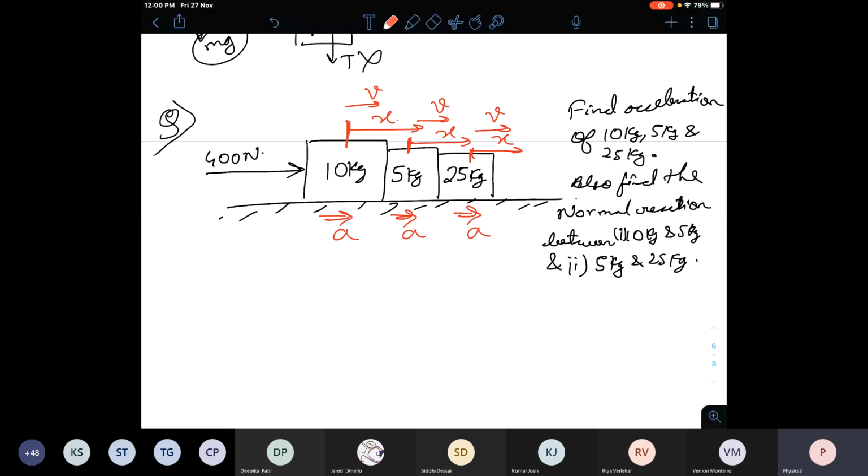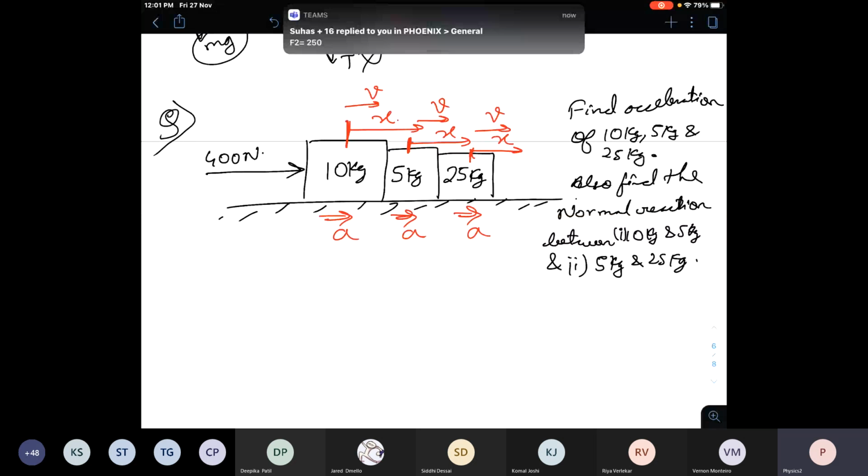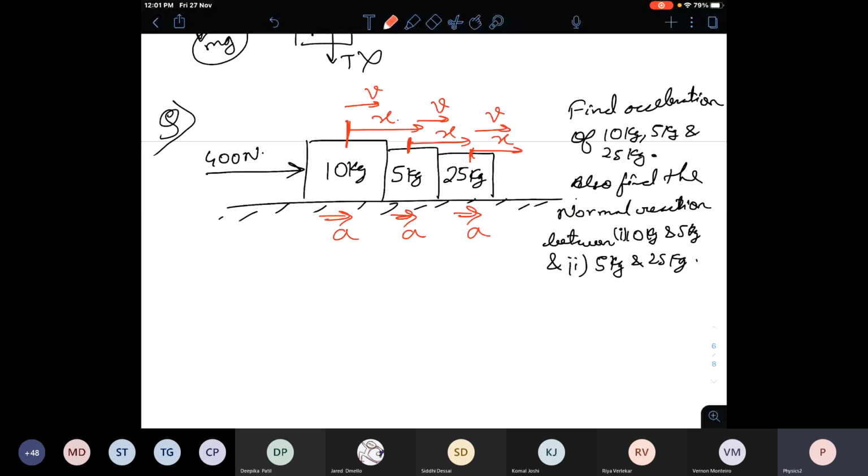If they are having the same acceleration, 250. Good, good. 250 and 300. That's it. 300 and 250 is the answer. Okay, F1 is 300, F2 is 250. Good. Now, where was I?